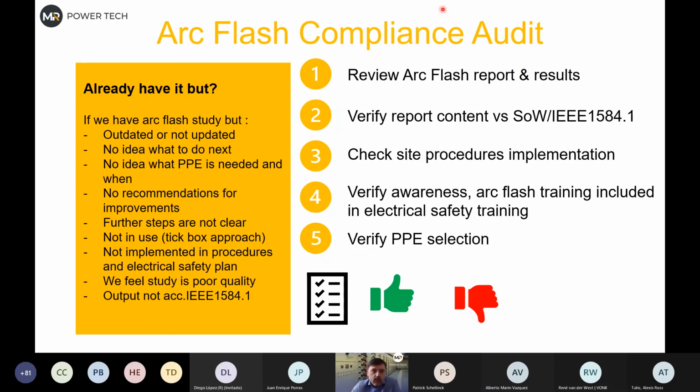So what I did, I thought it would be nice to do an arc flash compliance audit, where we review arc flash reports and results, verify the report content and scope of work that's supposed to be done, check implementation on site, check awareness, so generally if there was arc flash training and if people know what's happening, and verify PPE selection. This is a very nice overview of what's happening on site for an already existing study.